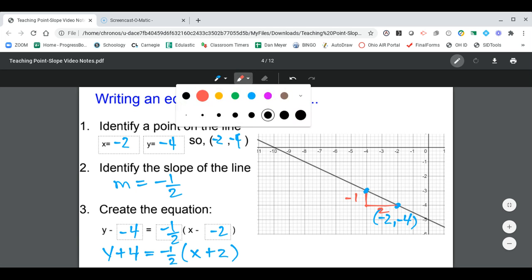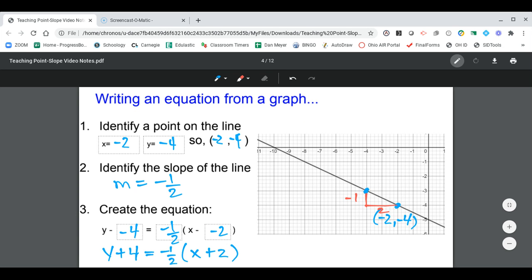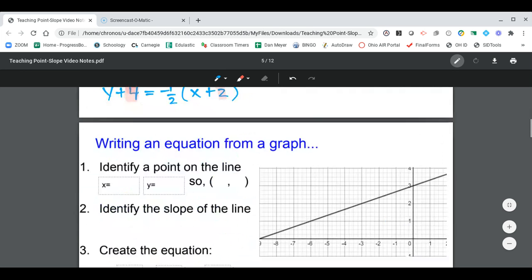Take note again. Look at my original numbers. My x coordinate was -2. Look in your equation. It's a +2. My y coordinate was a -4. Oh gosh. This highlighting pen is crazy. And now look, and it is a +4. Notice that they're opposites.